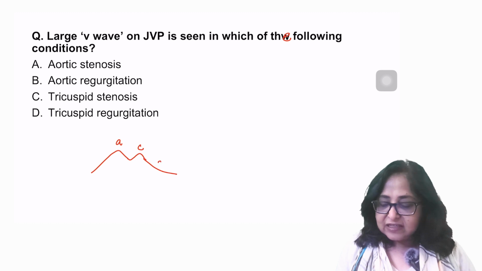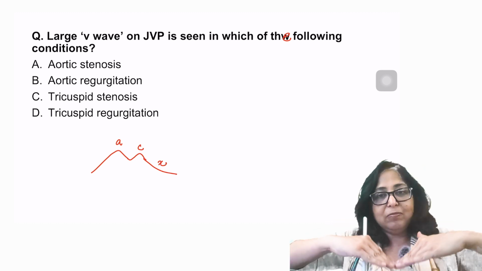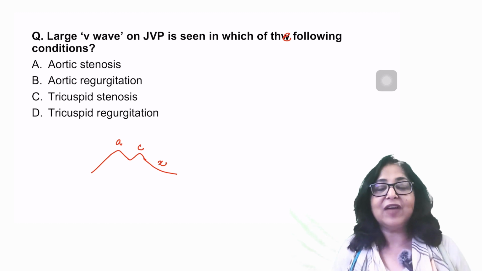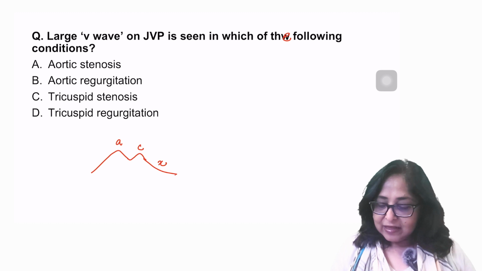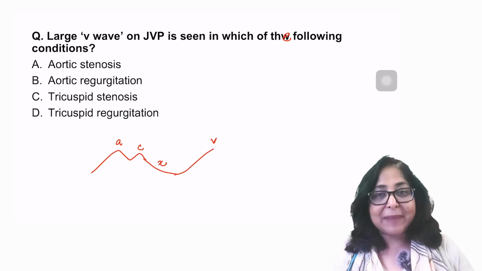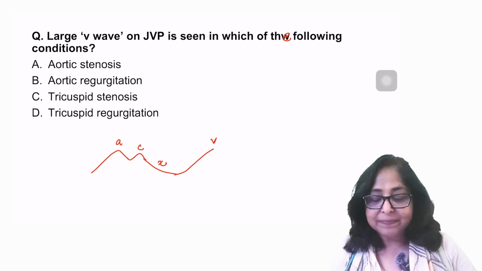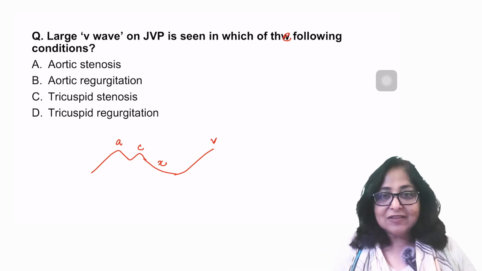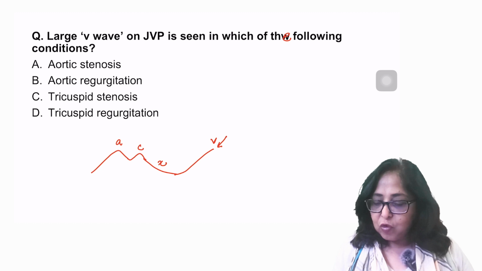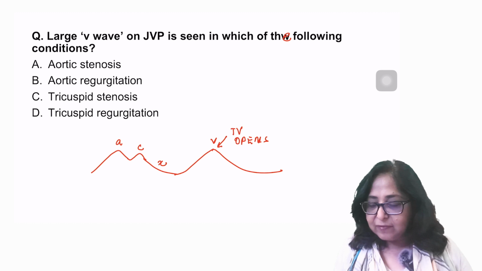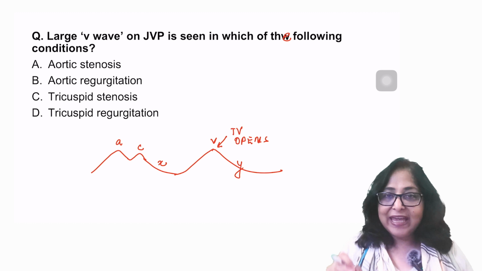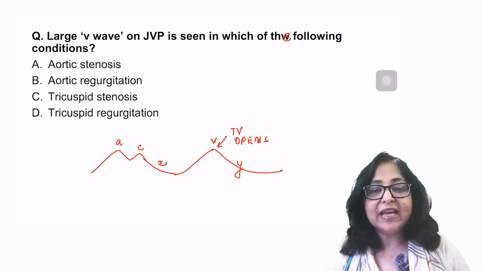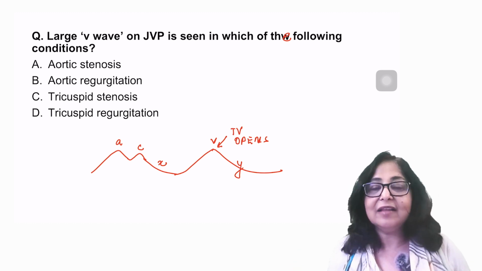This is followed by a negative wave, which is the X descent, because of a downward pull of the closed tricuspid valve into the right ventricle during the ejection phase. Then there is a V wave, which is due to passive filling of the atrium, or venous filling of the right atrium, just before opening of the tricuspid valve, and once the tricuspid valve opens, you get another negative wave, which is the Y descent. So A, C, V are the positive waves, X descent and Y descent are the negative waves.